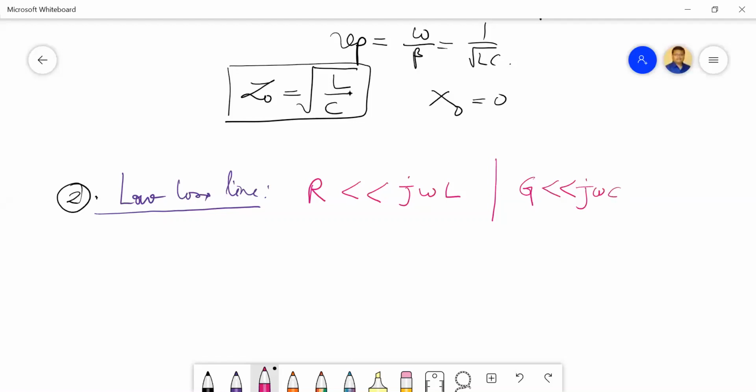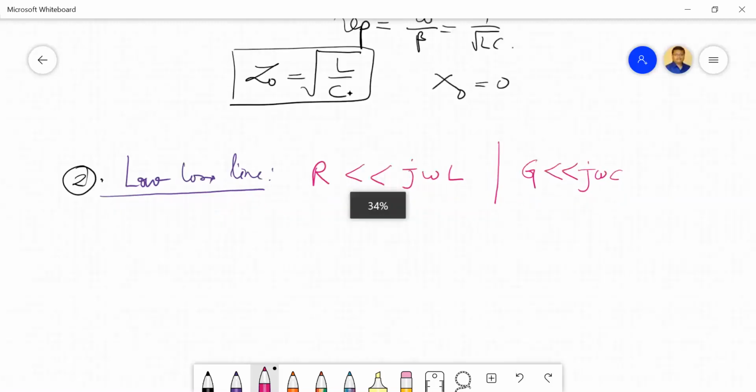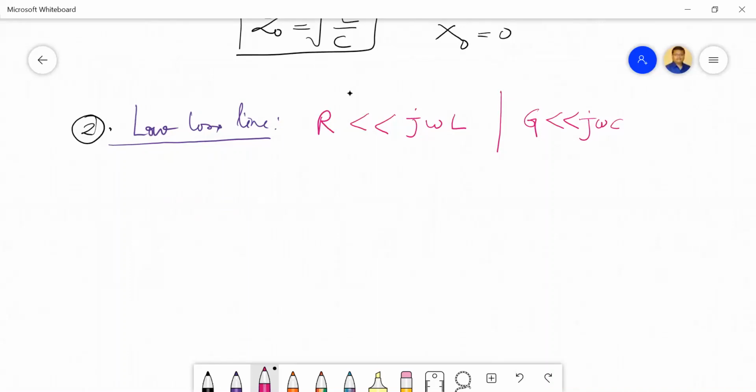Fine. So this is the condition for the low loss line. Now, using these conditions, one can find out gamma, Z naught, VP, and all the things. Can you do it? Yes, definitely we can do.